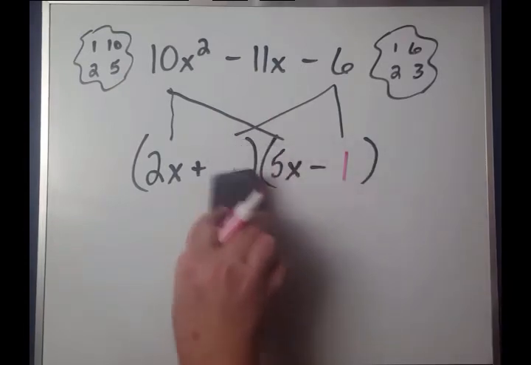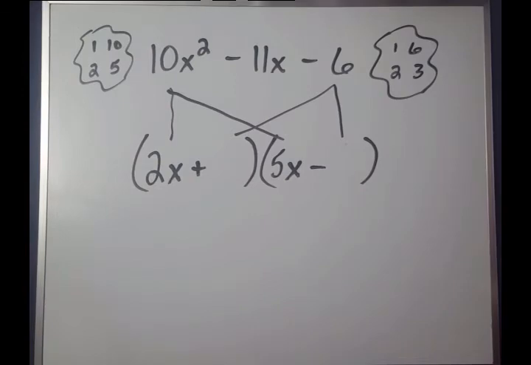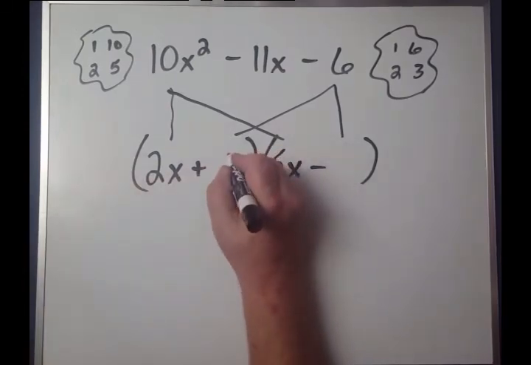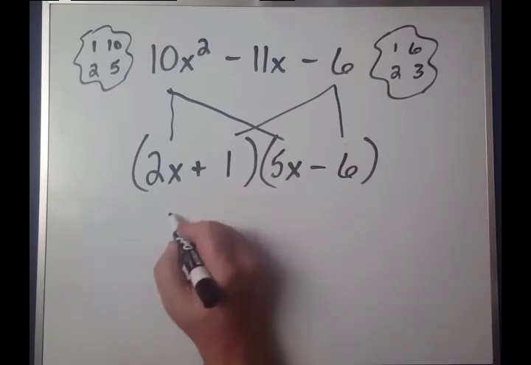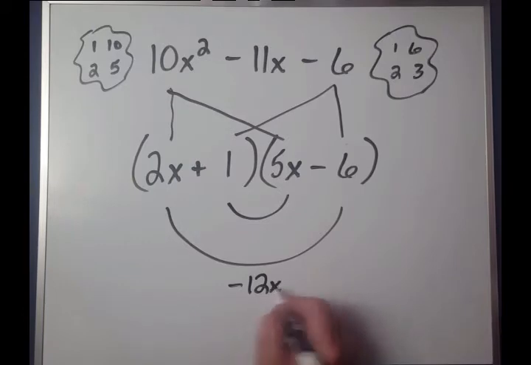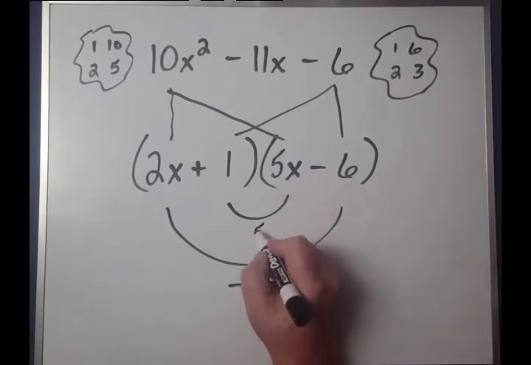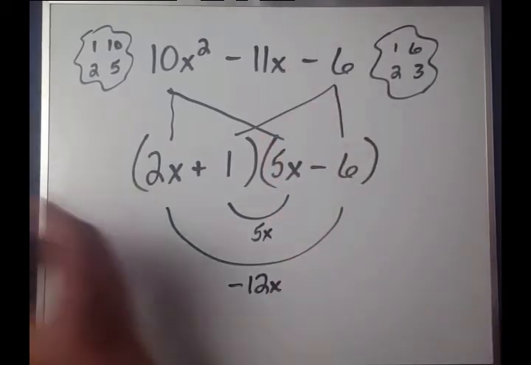Now, I could put the 1 up front with the 2 and the 6 over here with the 5 and see what that does. That might work. Let's check the outside and the inside. The outside gives me minus 12x. Watch your signs. The inside plus 5x. A total of negative 7x. That's not what we're looking for in the middle.